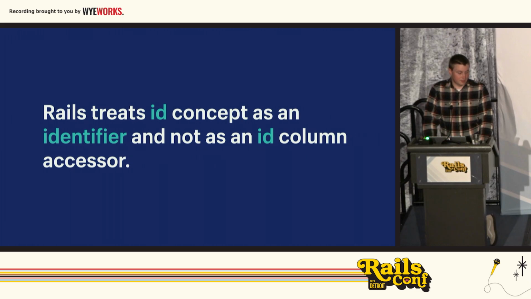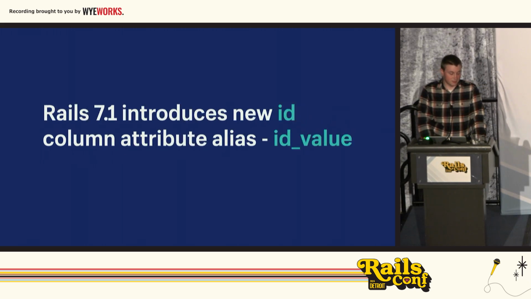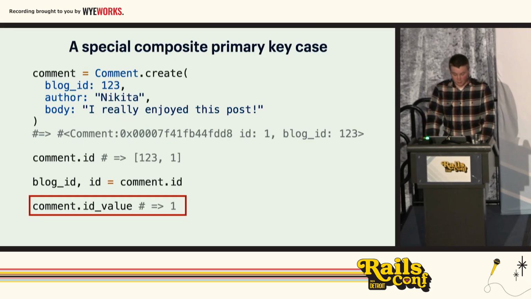To address this collision: this happens because Rails treats the ID concept as an identifier and not as an ID column accessor. So this is why having a column named ID as part of your composite primary key makes it harder to get the value of the ID column. To address this issue, Rails introduces a new ID column attribute alias called ID value. On this slide, we can see how the ID value method returns the value of the ID column no matter what shape our primary key is.